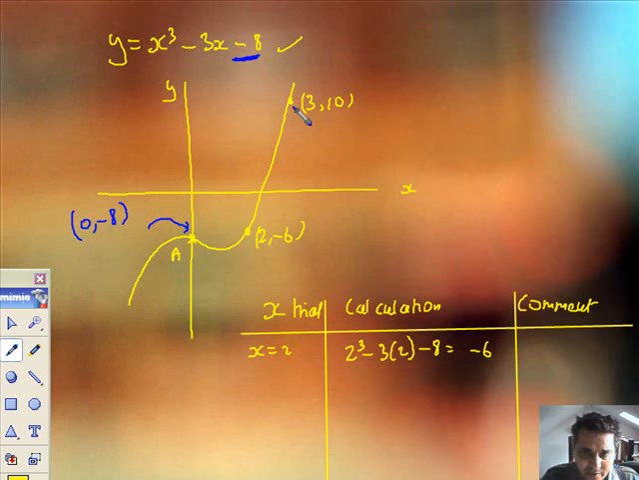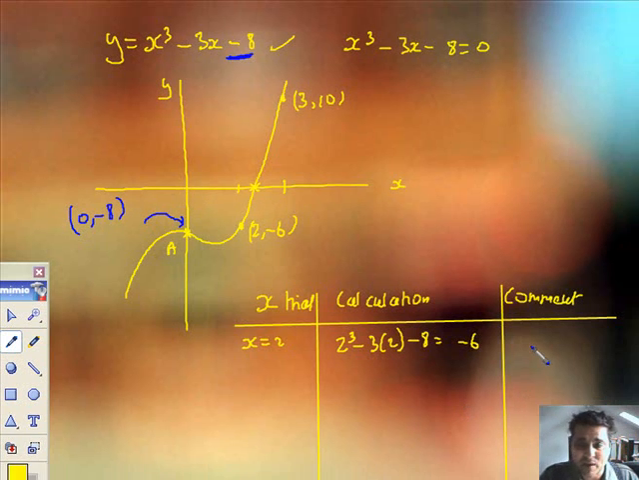See, 2's there, 3's there, and this solution here is where y equals 0. So I've got to solve x cubed minus 3x minus 8 equals 0. Therefore, I'm looking at where the line crosses the line y equals 0, in other words, the x-axis. So if 2 is about there and 3 is about there, I've got an answer between 2 and 3. I know the first answer is minus 6, and that's going to be too low.